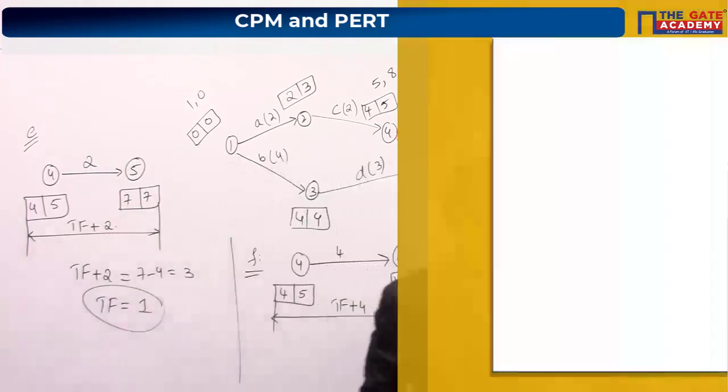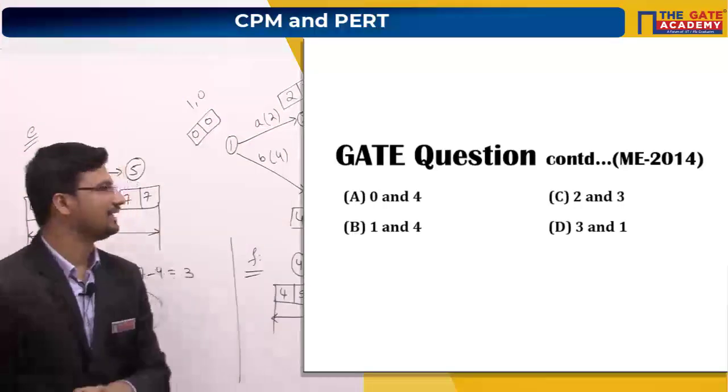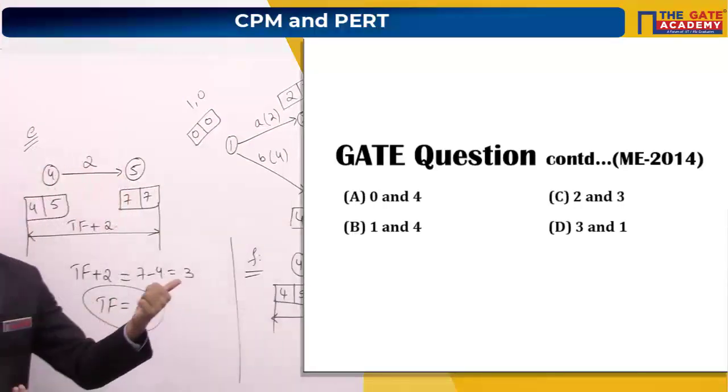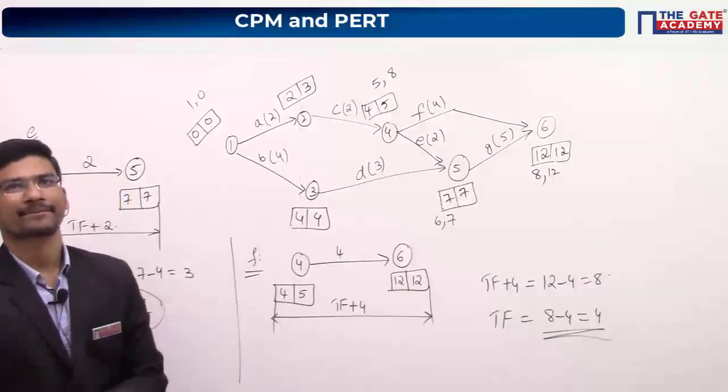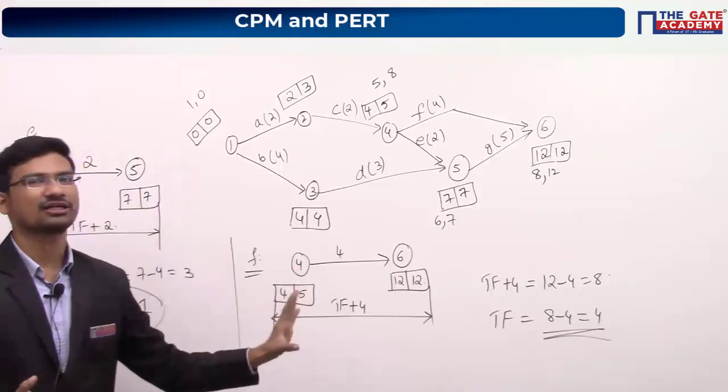I am just moving to the next slide so that you can have a look at the options. So what is the correct answer? 1, 4, which is option B. So option B is your correct answer. The total float for E and F will be 1, 4. Please copy this, and if you are having doubts regarding this calculation, now you can ask.